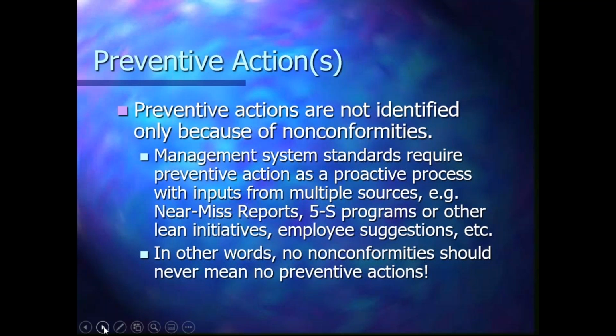So somebody may suggest something, and it may be a fantastic suggestion, but it may simply be out of budget. There's no nonconformity involved if you choose not to document that and implement it as a formal preventive action. Where a PJR auditor might write a nonconformity is if you don't have a process to consider these suggestions or inputs. No nonconformity should never mean no preventive actions. Many other inputs for preventive action.